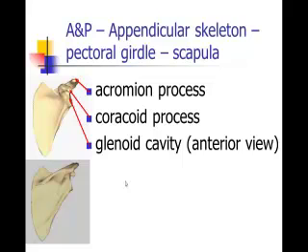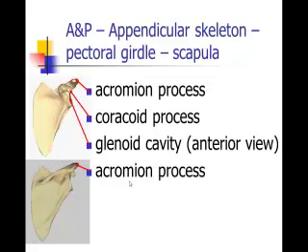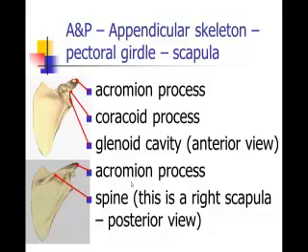And then we have the glenoid cavity. Glenoid cavity, as I mentioned, is going to be where the head of the humerus articulates. Here we see from the posterior view the acromion process and the spine. The spine of the scapula is an important landmark. As you might imagine, this is where muscles attach, so both the trapezius and the deltoid muscles attach there. Also, both of those muscles attach to the acromion process as well.